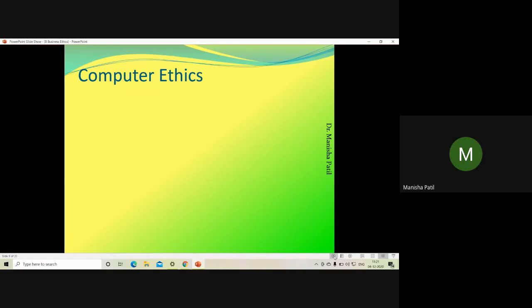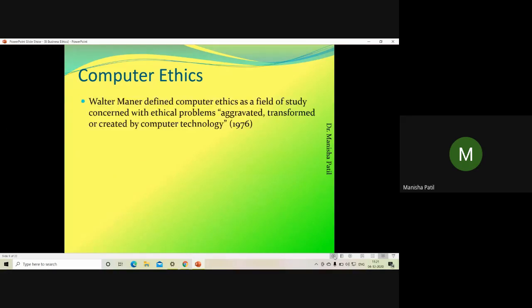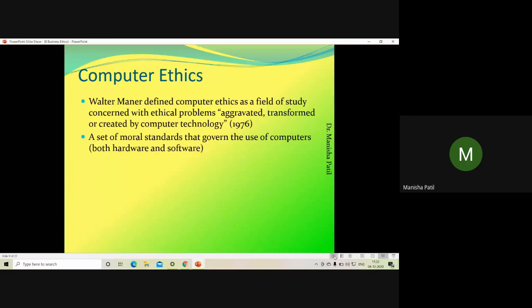Now we come to computer ethics. What are the do's and don'ts when you use computers? First, let's see the definition. Walter Manner defined computer ethics as a field of study concerned with ethical problems, in quote, aggravated, transformed, or created by computer technology, unquote. Computer ethics are a set of moral standards that govern the use of computers, both hardware and software.